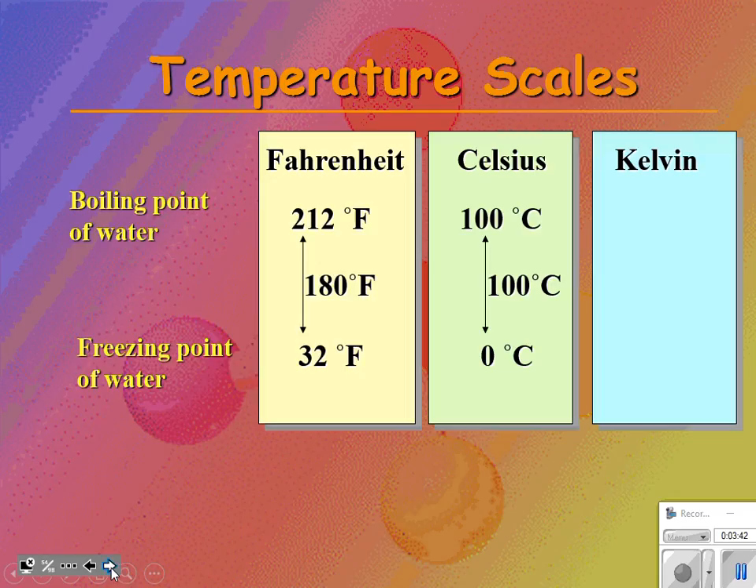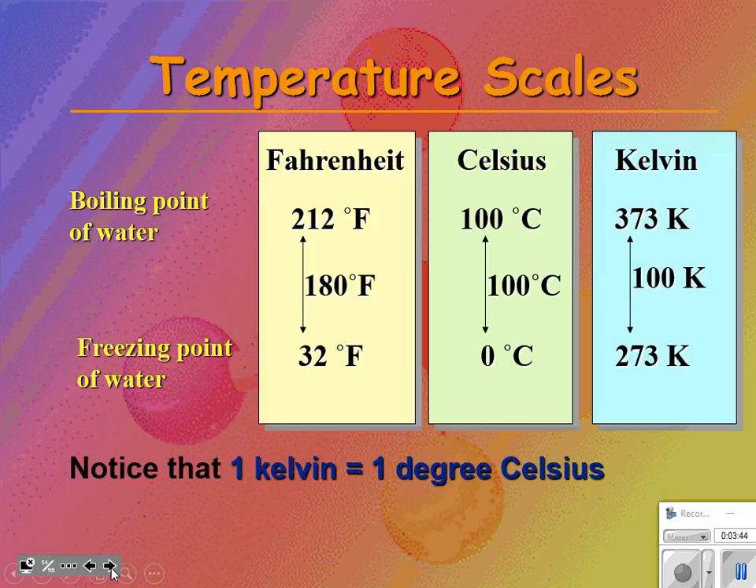The Kelvin scale boils at 373 Kelvin, freezes at 273 Kelvin. So right below it says notice. Notice that 1 Kelvin is equal to 1 degree Celsius. A Kelvin is equal to 1 degree Celsius.